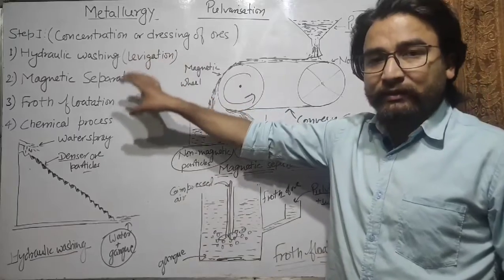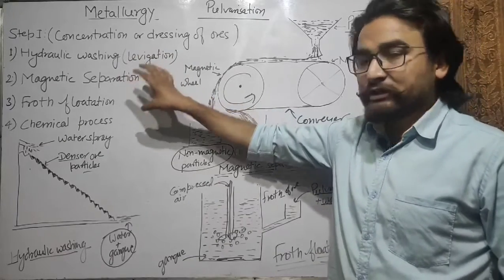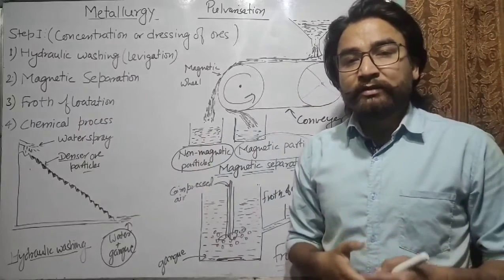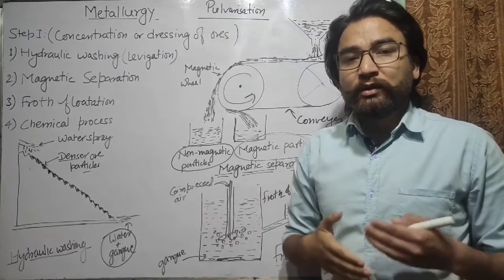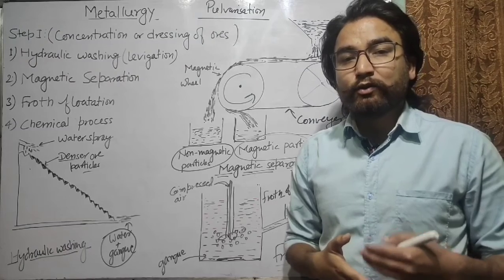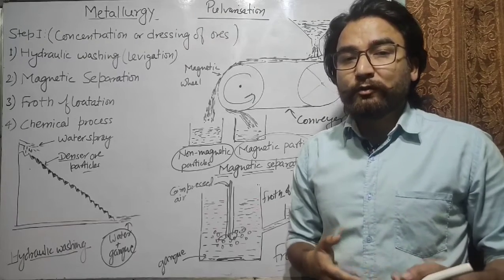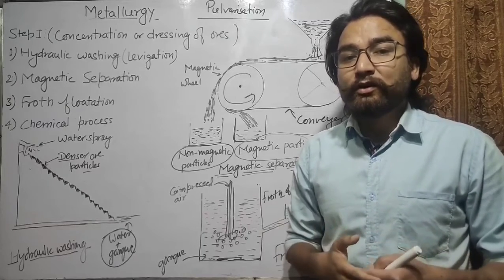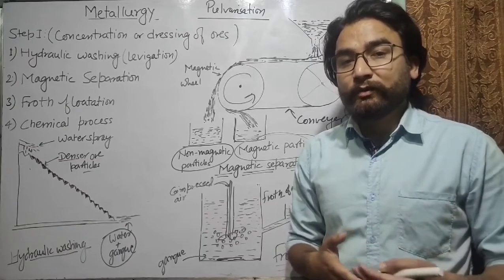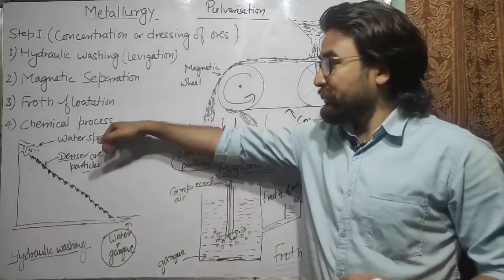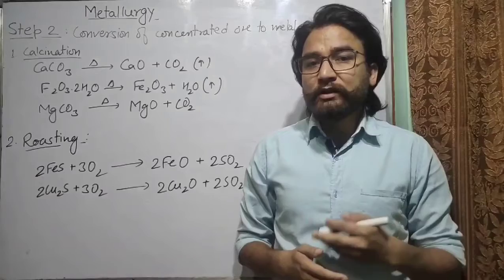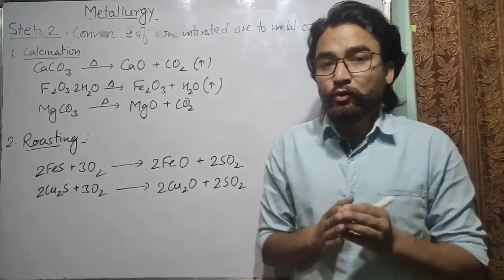These are three methods of concentration of ore. There is one more method, that is the chemical process. In this method, the ore is added to a suitable solvent in which it can dissolve easily, while the gangue particles do not dissolve in that particular solvent. We will discuss the chemical process later in detail. After the concentration of ore, we get the pure ore.